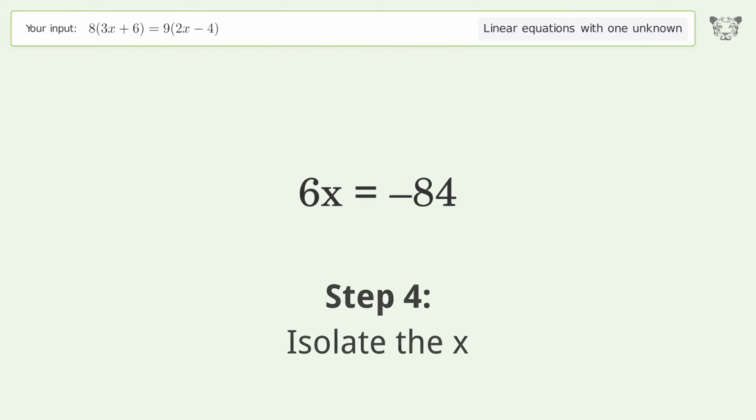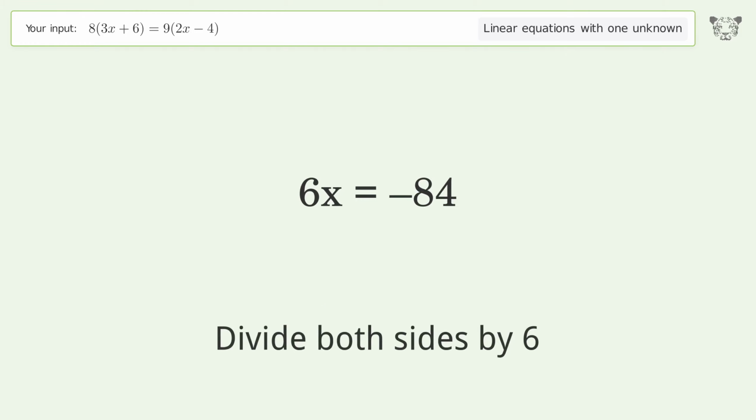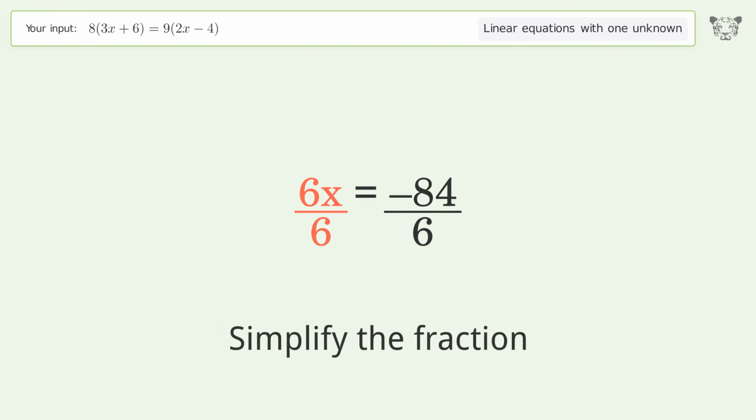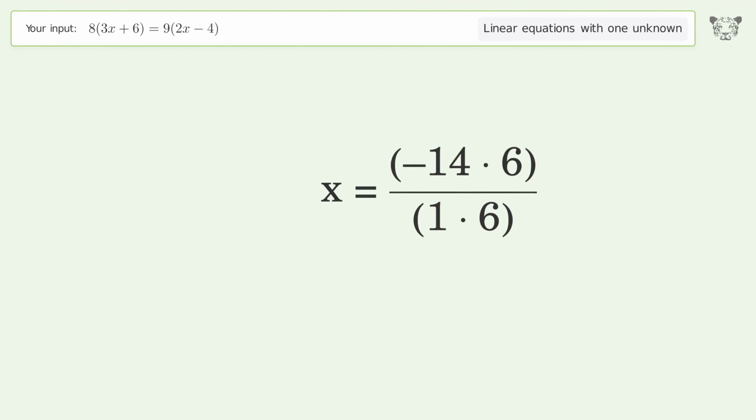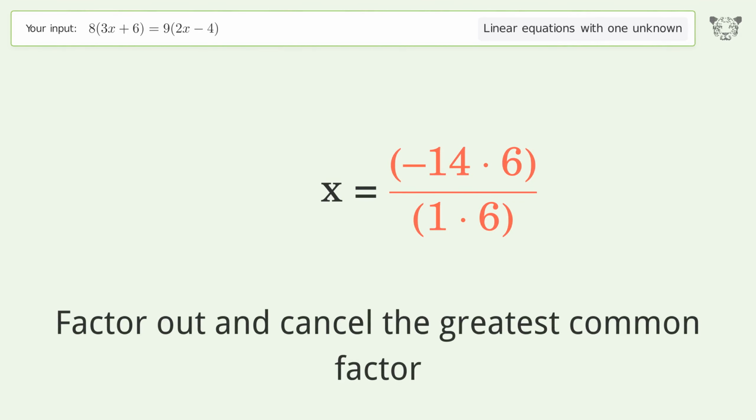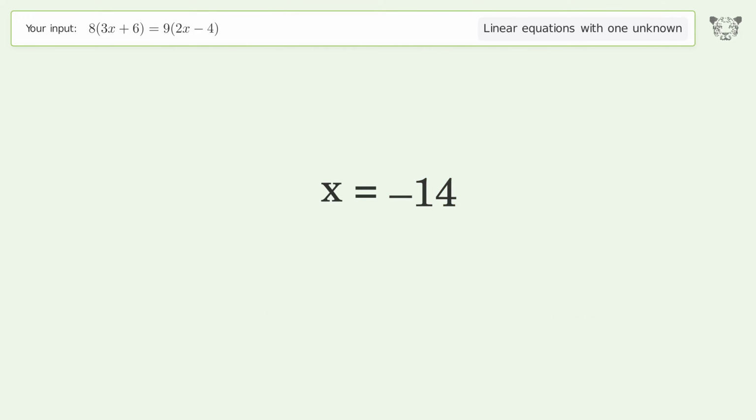Isolate the x. Divide both sides by 6. Simplify the fraction. Find the greatest common factor of the numerator and denominator. Factor out and cancel the greatest common factor. And so the final result is x equals -14.